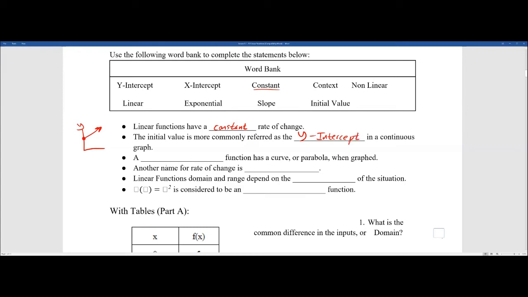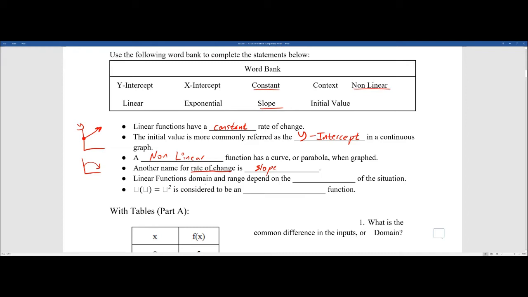All right. Next up, a quadratic function has a curve or parabola when graphed, and that would be a non-linear function. So if you were to have a graph and your graph was like, boom, all curvy, this would be a non-linear function. And the rate of change would change. It wouldn't be constant. Now, another name for rate of change is what? Slope, all right? We will be calling it most commonly rate of change.